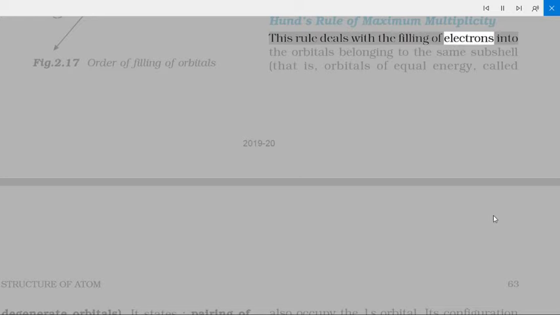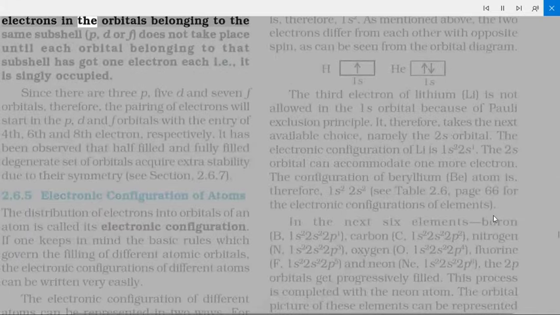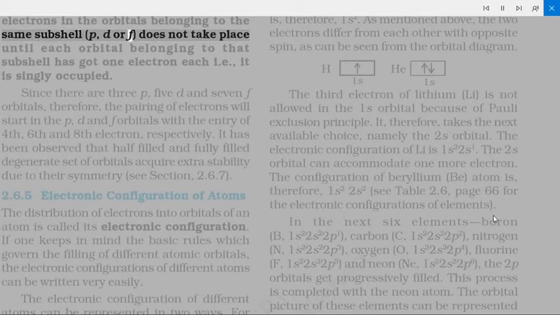This rule deals with the filling of electrons into the orbitals belonging to the same subshell, that is, orbitals of equal energy, called degenerate orbitals. It states, pairing of electrons in the orbitals belonging to the same subshell, p, d or f, does not take place until each orbital belonging to that subshell has got one electron each, i.e., it is singly occupied. Since there are 3p, 5d and 7f orbitals, therefore, the pairing of electrons will start in the p, d and f orbitals with the entry of 4th, 6th and 8th electron, respectively.